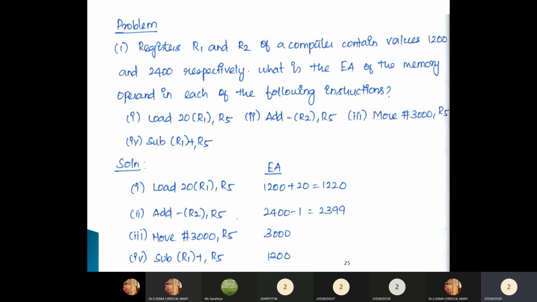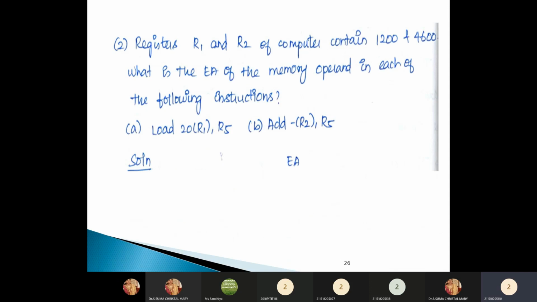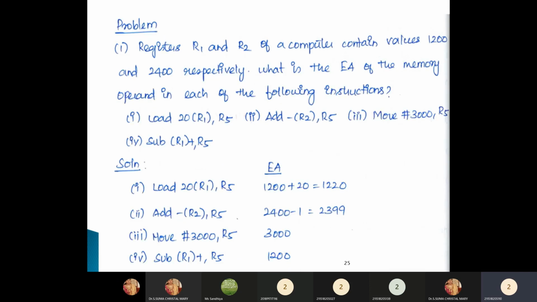Now the third instruction is move hash 3000 to R5. We are just moving 3000 to R5. There is nothing else. It is very easy if you understand the instruction. Then the effective address will be 3000. Then the fourth instruction is subtract R1 plus comma R5. R1 is 1200, and we are subtracting it from R5. So the effective address will be 1200.